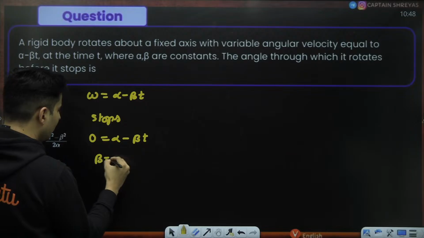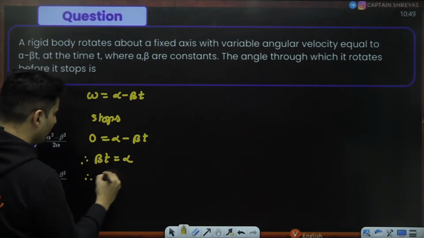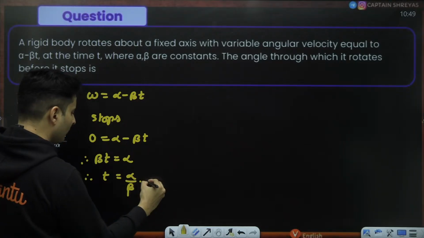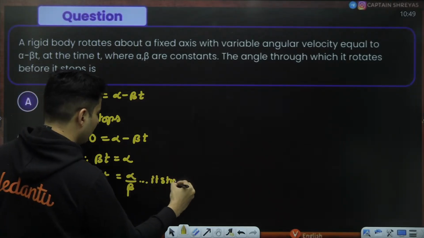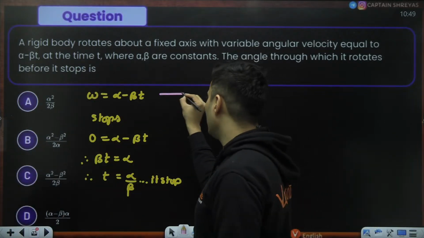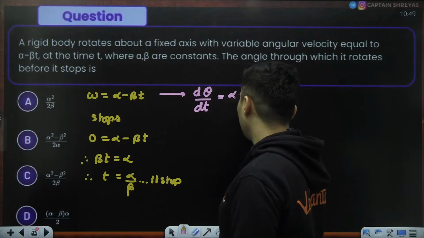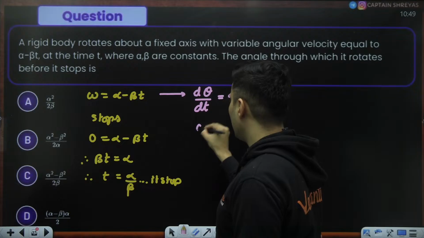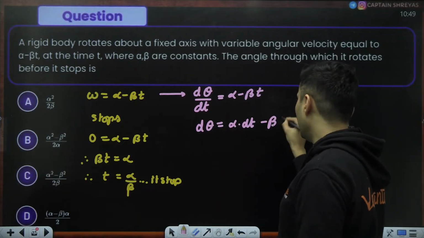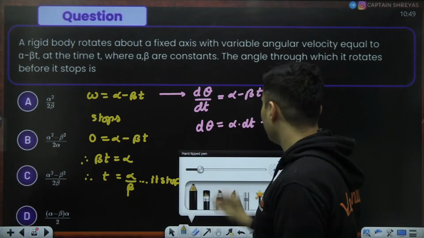So beta into t will be alpha. So therefore time will be alpha by beta. So at this particular time, it will stop. But the question is something else. What angle will it cover? Now because omega is given, omega is nothing but d theta by dt, which is nothing but alpha minus beta t. Therefore d theta will be alpha into dt minus beta into t dt. Now integrate, guys, on both the sides.